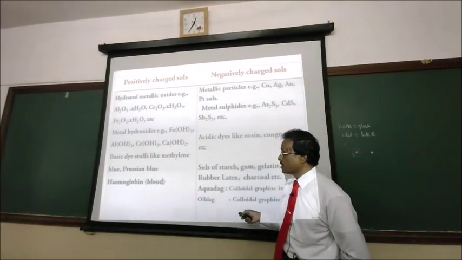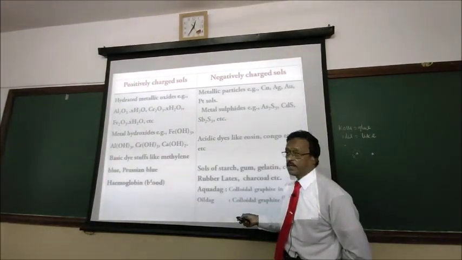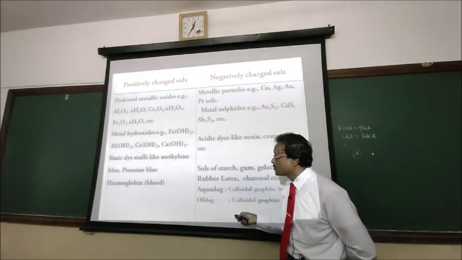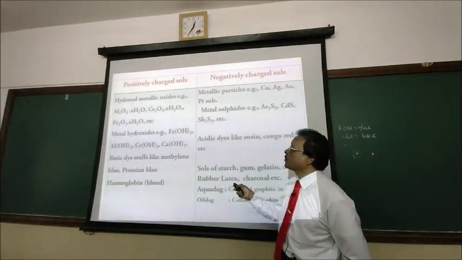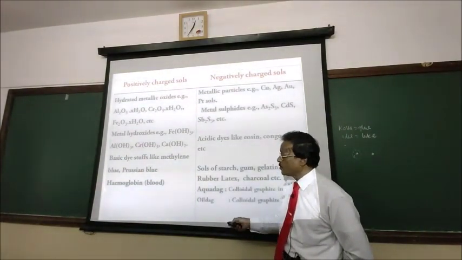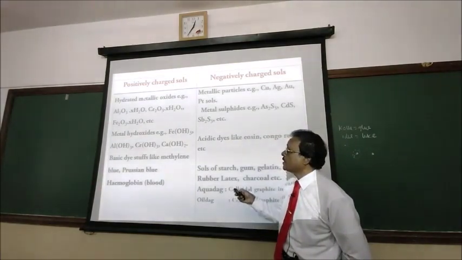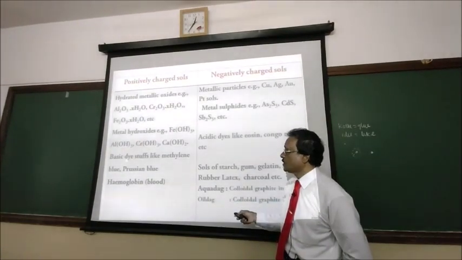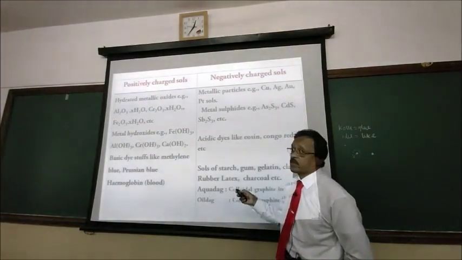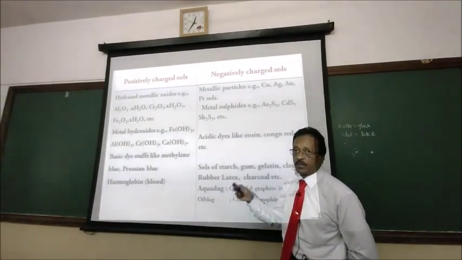Because all the particles of blood go to the negative plate, that shows they have a positive charge. So based on the direction of movement in the electric field, some important colloids have positive charges. Among these, blood is the most important colloidal system having a positive charge. Even the metal hydroxides, ferric hydroxide and aluminum hydroxide, are positively charged. Basic dyes like methylene blue and Prussian blue are positively charged. You have to memorize this from a multiple choice point of view.